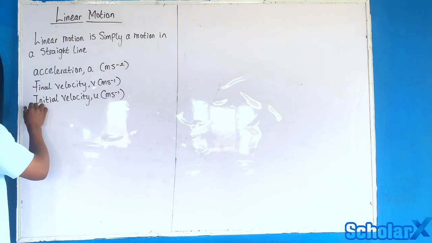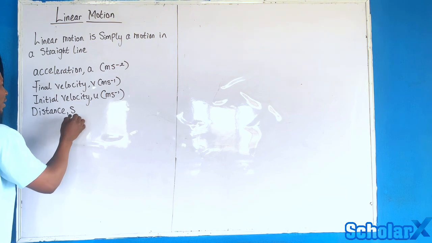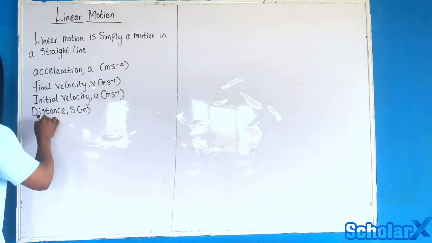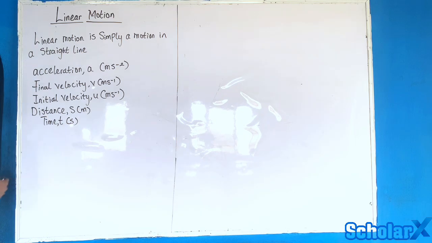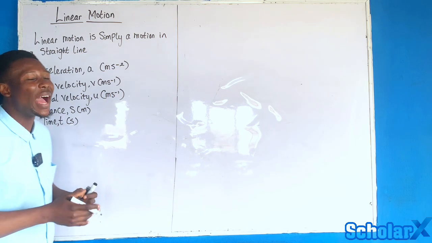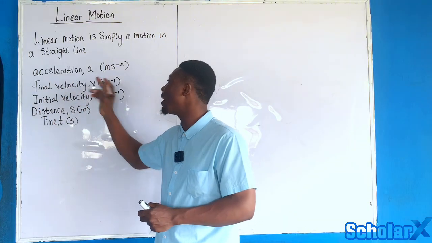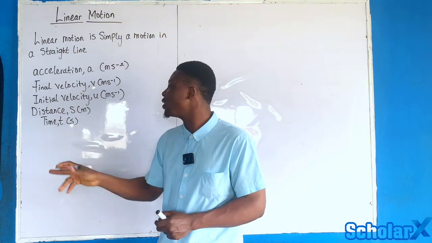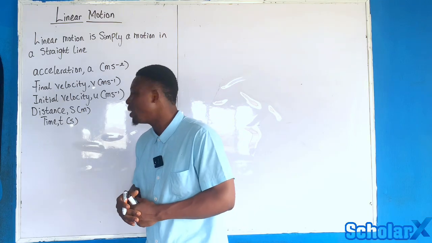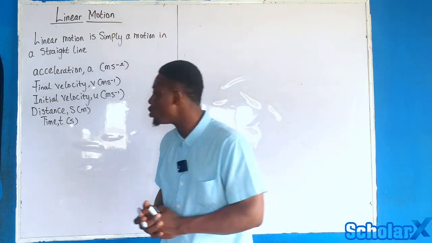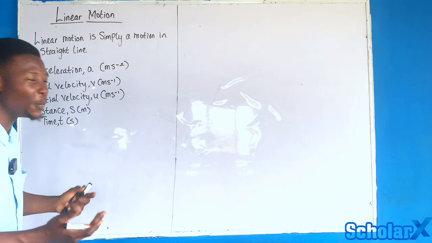We have our distance S, measured in meter, and then we have our time T, measured in seconds. So these are the main quantities we deal with: acceleration, final velocity V, initial velocity, distance, and time. Now, let's go ahead and derive those equations that we're going to use to solve problems under linear motion.